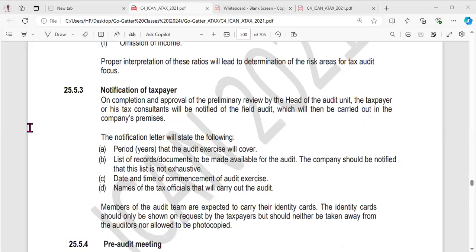When you have done all the preliminary review, a letter will be written to the taxpayer notifying him of the period or years that the audit will cover, the list of records or documents that will be made available for the audit, and the company will be notified that this list is not exhaustive. It's possible that they can come and say, okay, let's get more documents than this. The date and time of commencement of the audit, and the names of the officials who will carry out this audit. And members are expected to carry their ID cards, which should be worn at all times.